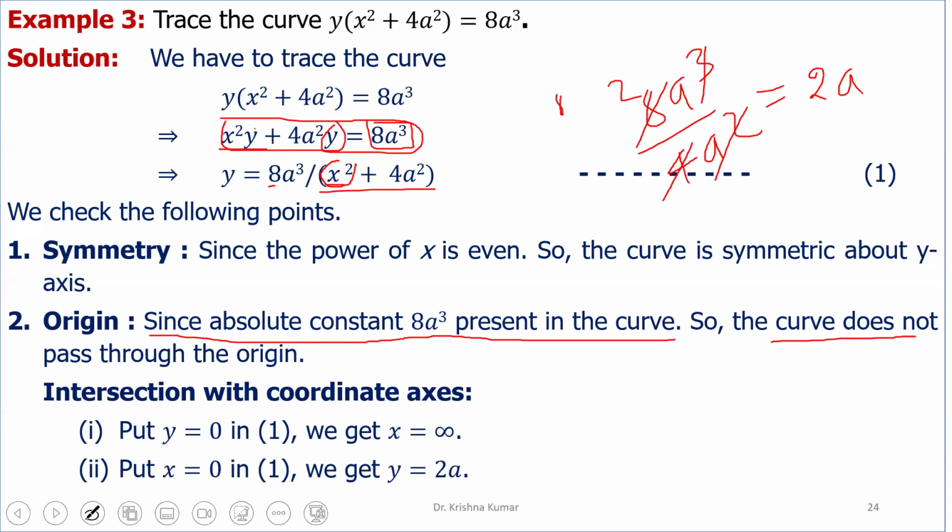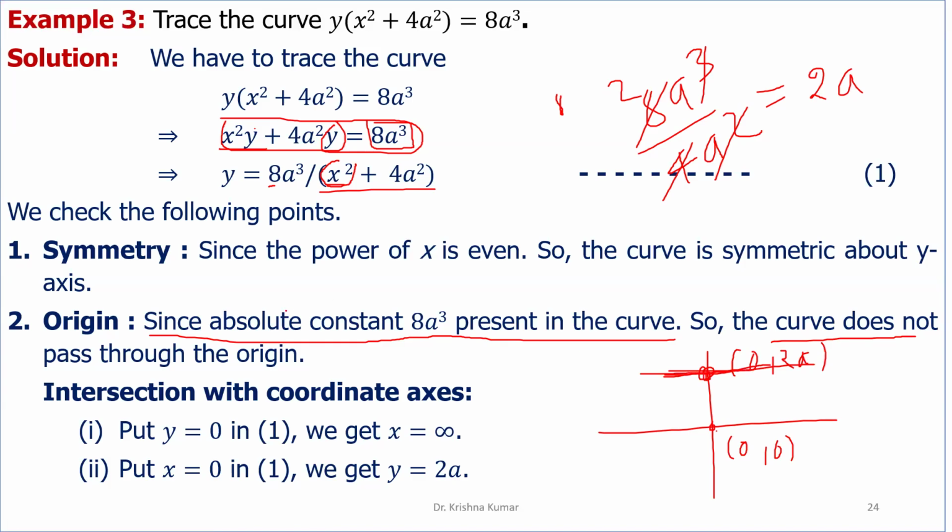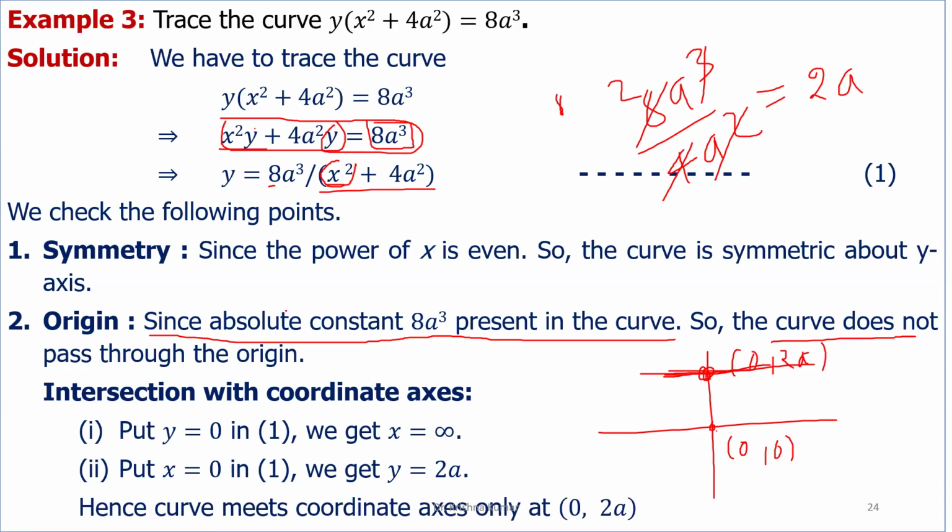What is (0, 2a)? Suppose this is the x-axis. So this is (0, 0) and this is the point (0, 2a). So this curve intersects at this point (0, 2a). Let us go ahead. Hence the curve meets the coordinate axes only at (0, 2a).